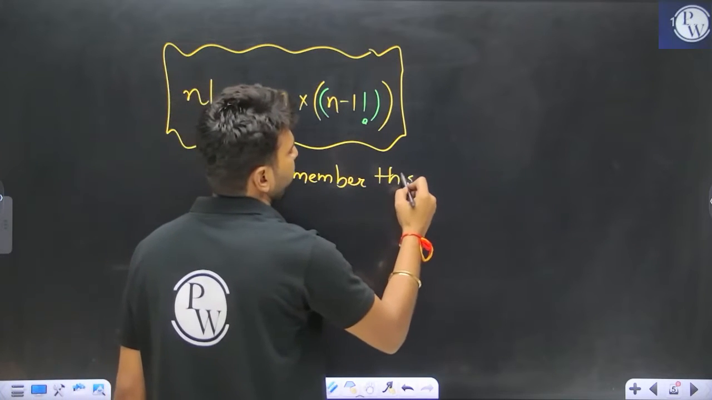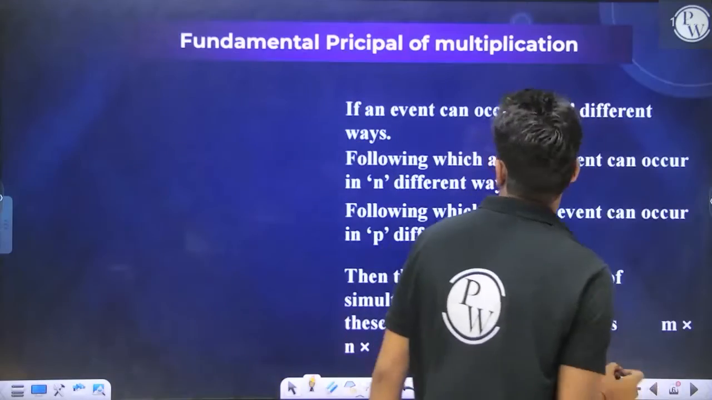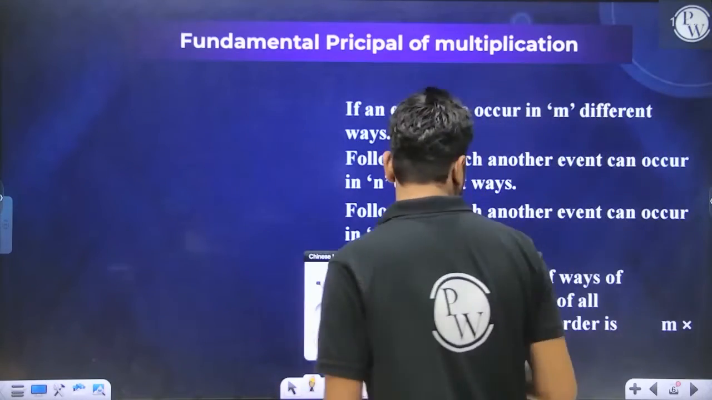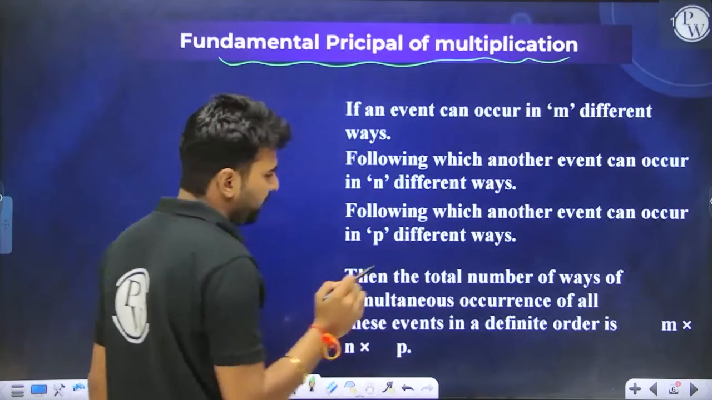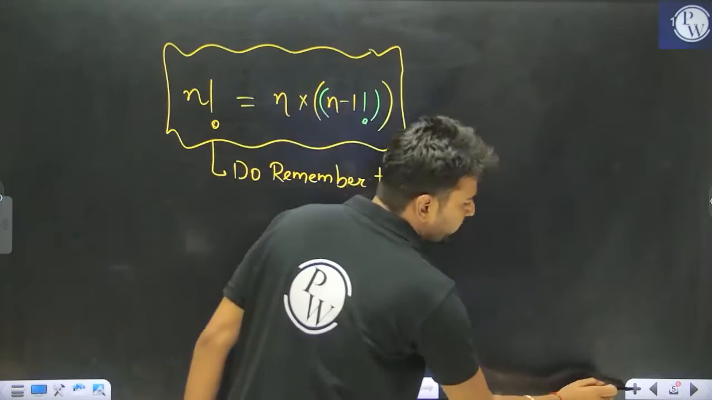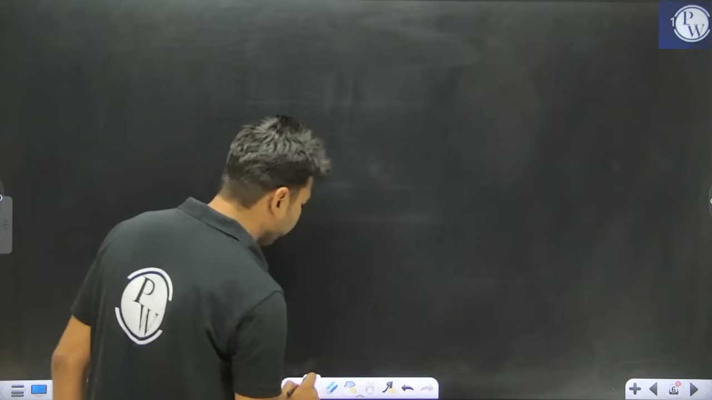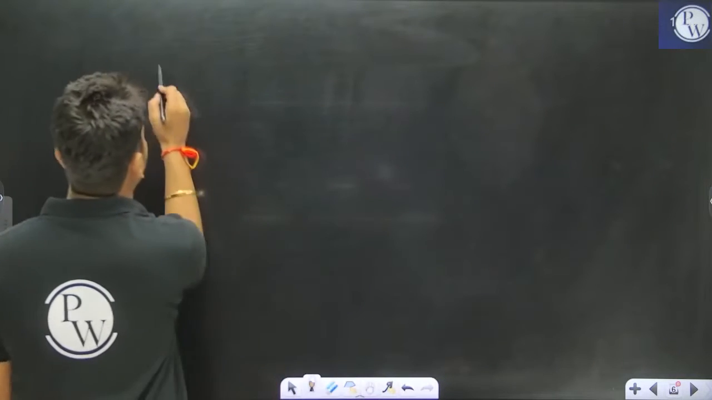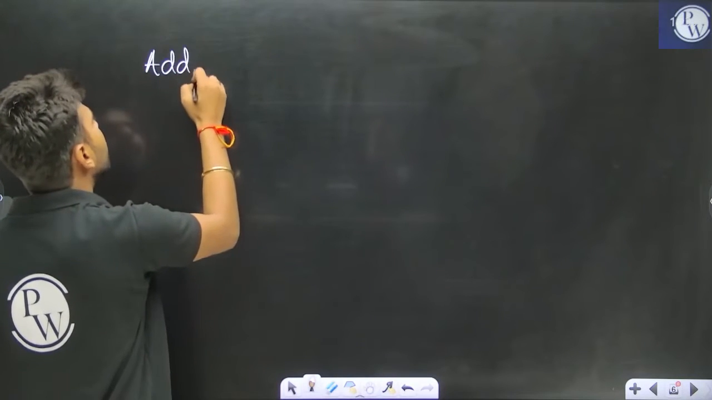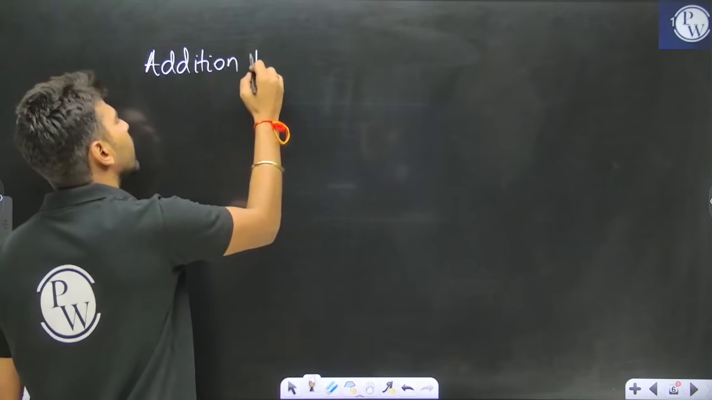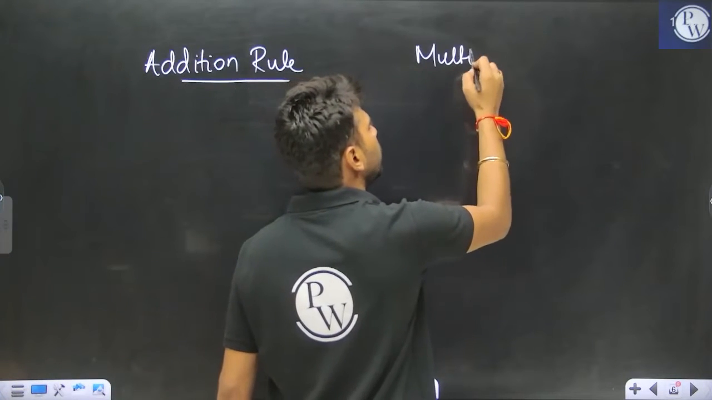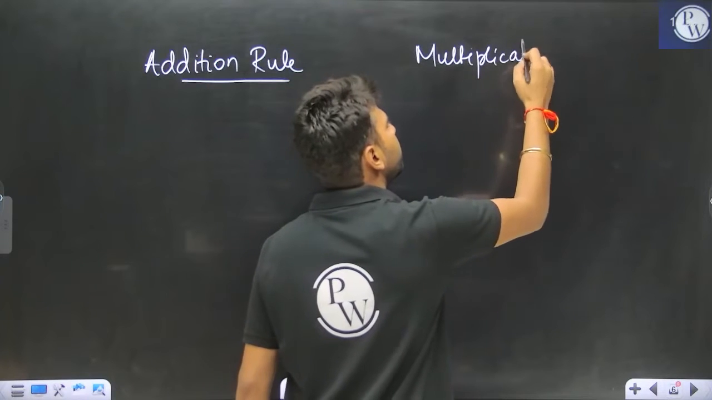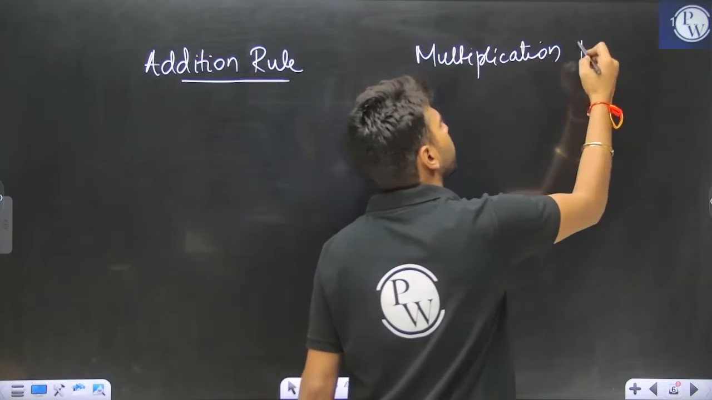Factorial will be used very extensively in this particular lecture. Okay, fundamental principle of counting. Now, understand this fundamental principle of multiplication. There are 2 rules basically: the addition rule and the multiplication rule. These rules are quite easy, but you just need to understand when to apply these rules.